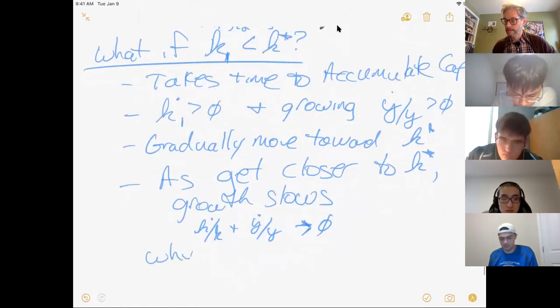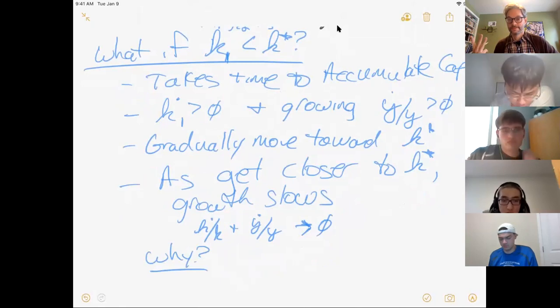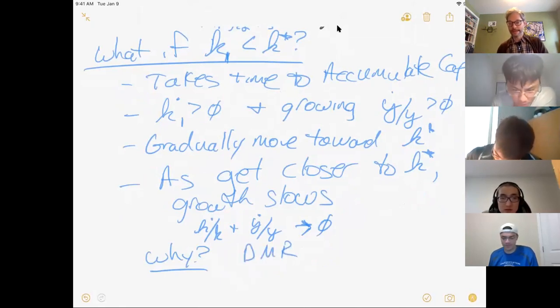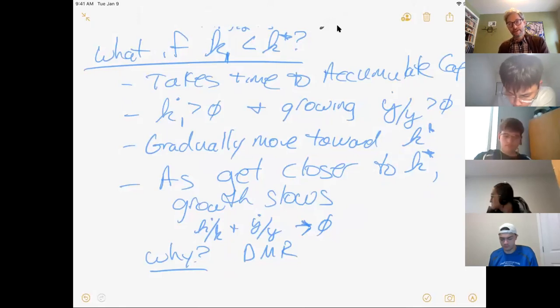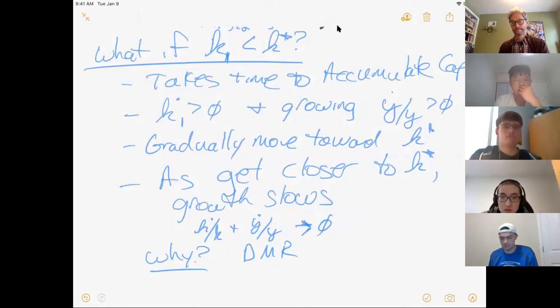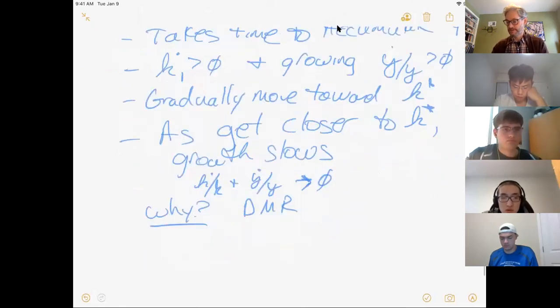Why? Three words. Diminishing marginal returns, right? Why are we slowing growth as we get richer? Diminishing marginal returns. All that capital that we're adding is still increasing growth, but not as much as it did when we were poor. And so growth slows as we get closer to the steady state because of diminishing marginal returns.